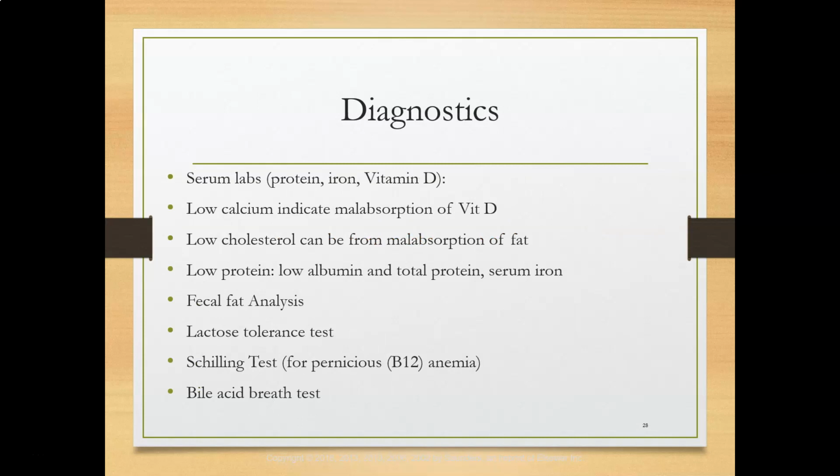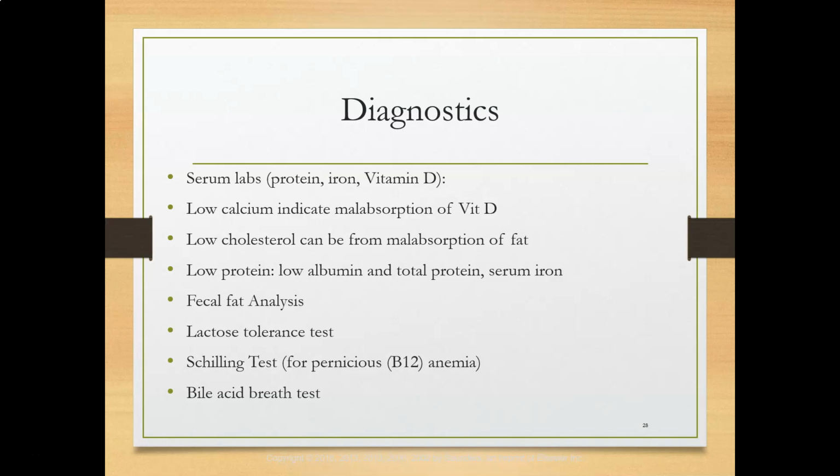Diagnostics can be serum labs. Low calcium can be indicative of malabsorption of vitamin D. Low cholesterol can be from the malabsorption of fat. Low protein, low albumin, total protein, serum iron. Look for fecal fat analysis as well. For patients with malabsorption syndrome, a lot of times they'll have a lot of fat in their feces. A lot of times these patients can be lactose intolerant.